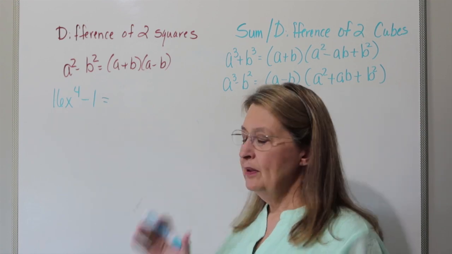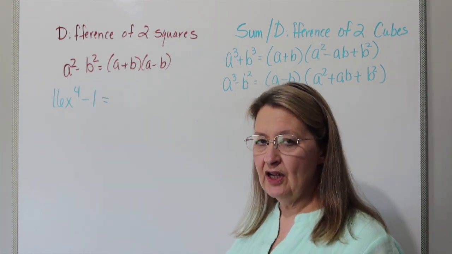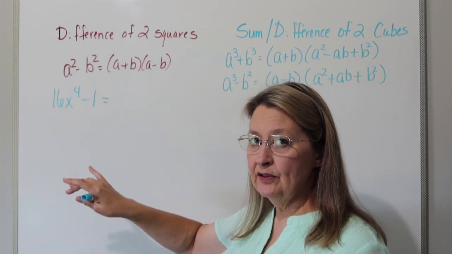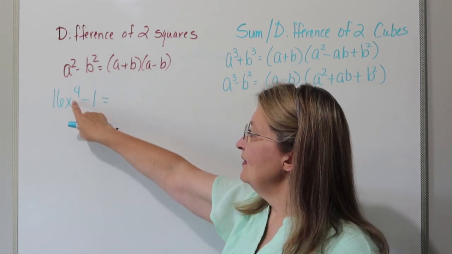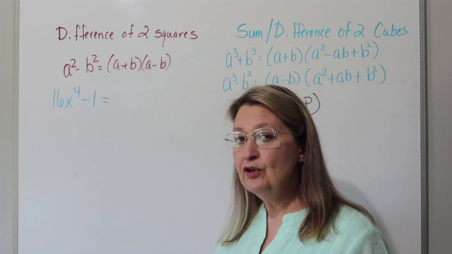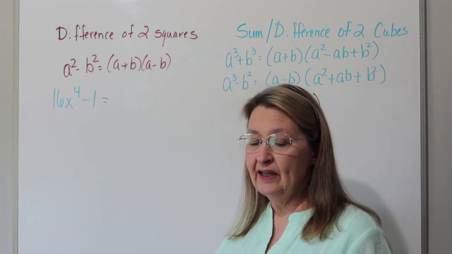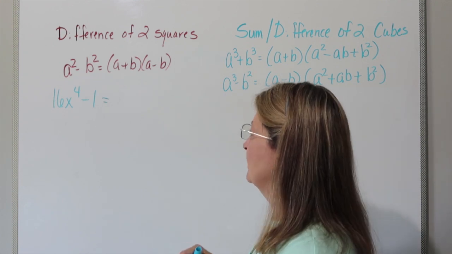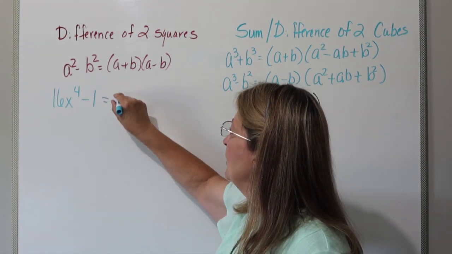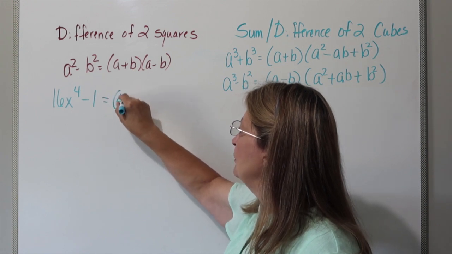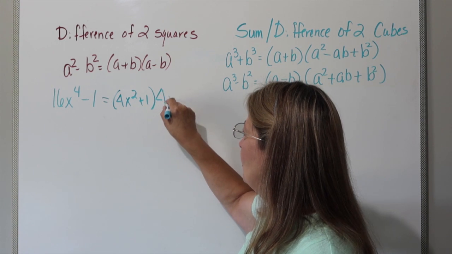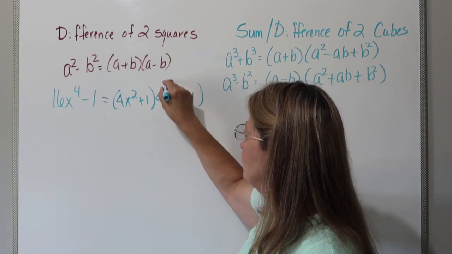16x to the 4th minus 1. Look for greatest common factor, there's not one. It is a difference and it is two perfect squares. So anything that has an even exponent is a perfect square, and the square root of that is when you divide the exponent by 2. We talked about that in the last section. So let's just go ahead and apply the formula. This is going to factor into 4x squared plus 1, 4x squared minus 1.